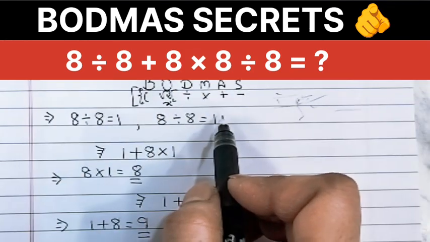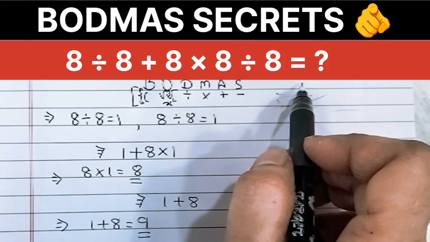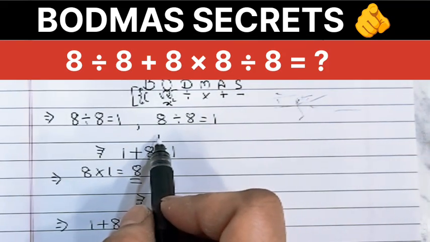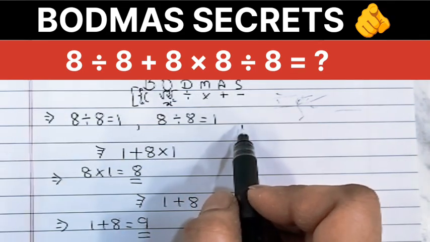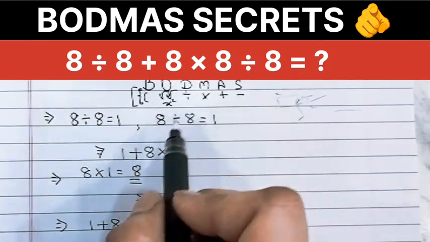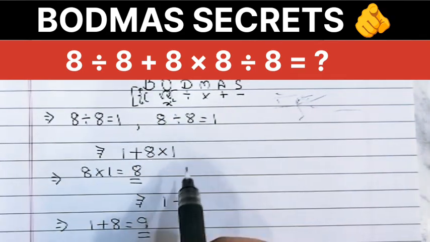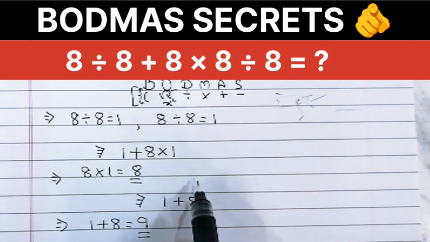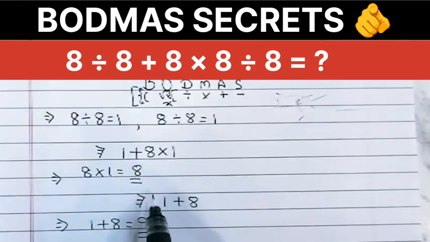Using the BODMAS rule on this expression, the conclusion is that by following the hierarchy of operations, we avoid the common mistake of simply calculating from left to right. The BODMAS rule ensures that division and multiplication are isolated and solved first, leading to the mathematically accurate result of 9.